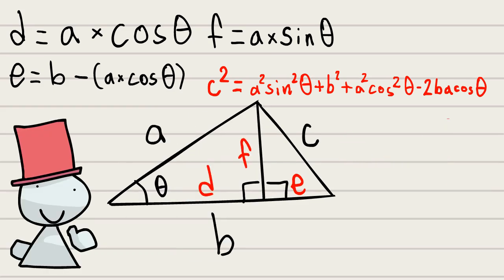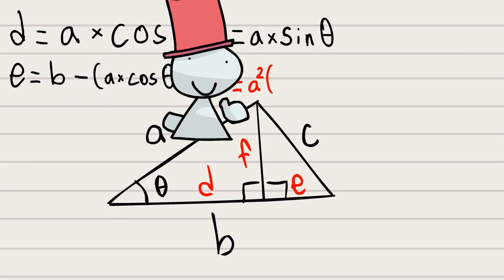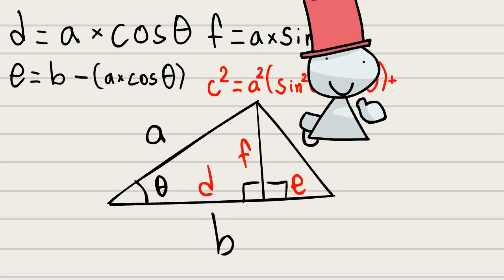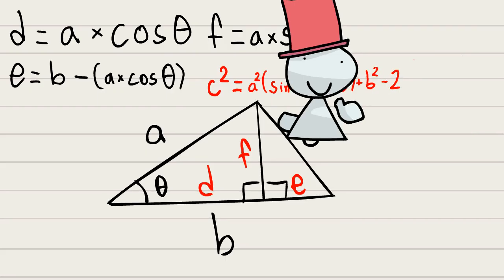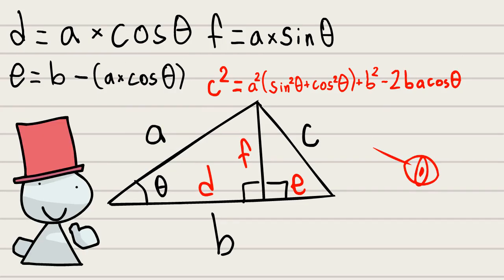Now that we have this equation, though, we can simplify it a bit further. And if we do that, then we get this. C squared equals A squared times (sine squared theta plus cosine squared theta) plus B squared minus 2 times B times A times cosine theta. Now, if you're paying attention, you might have already spotted how this is about to go, how we're already basically at the law of cosines. And it's that last simplification we just did.